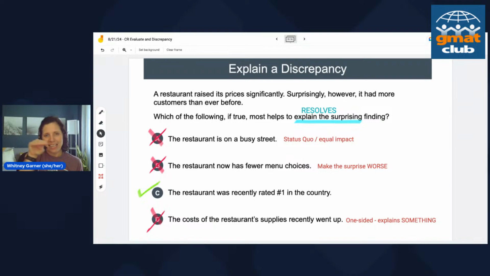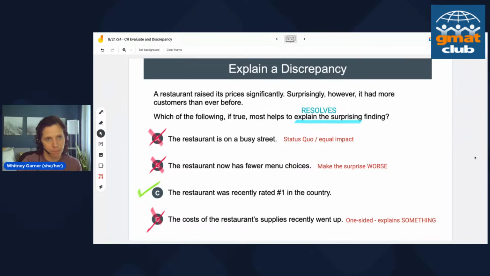But that thing is ceteris paribus. That thing is status quo. That thing is, it was the same before the price increase and after. So that shouldn't be helping, right? It should just be kind of hanging tight in the background. So we want to be very cautious of answer choices that are like, yeah, well, but it was busy before, so I don't know how this is mitigating my change.